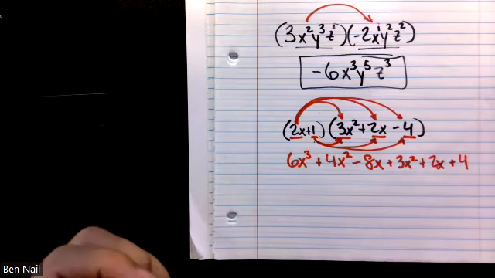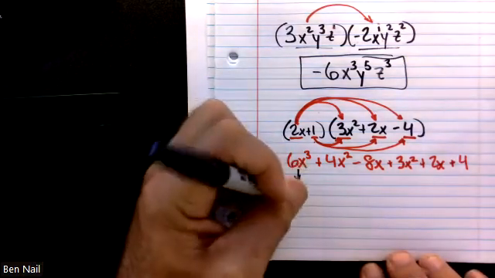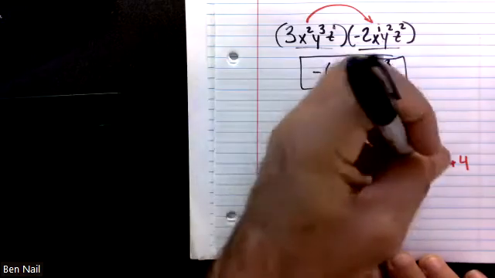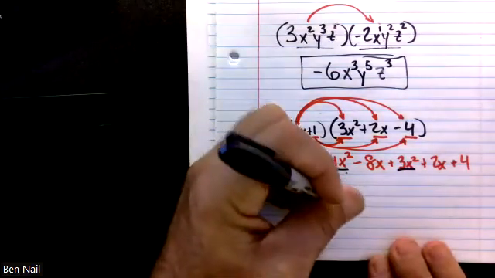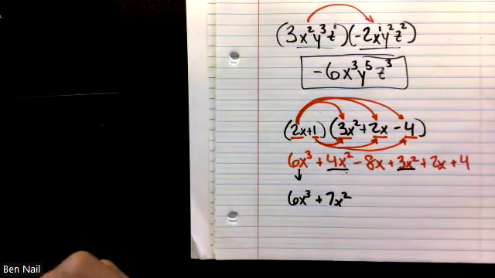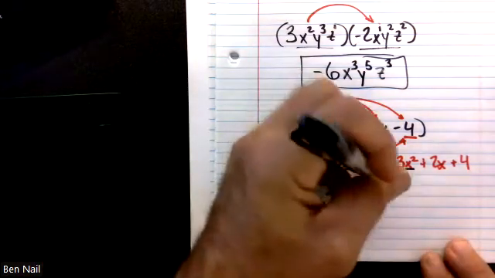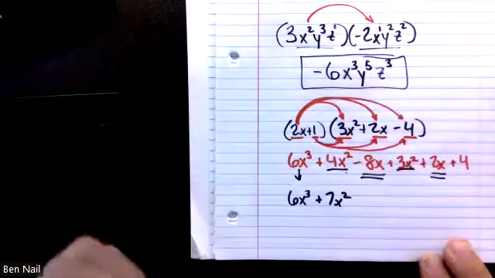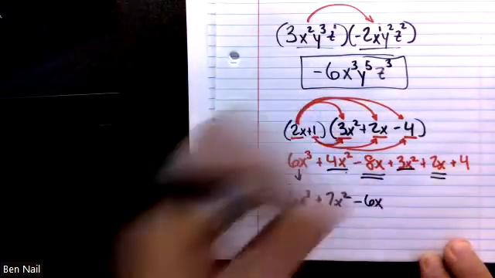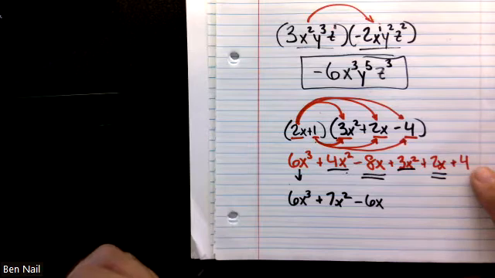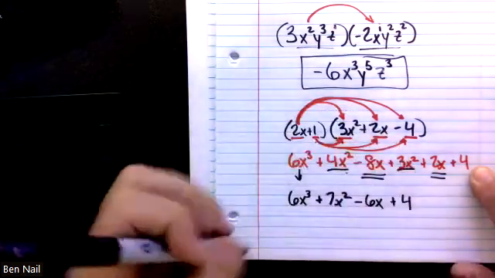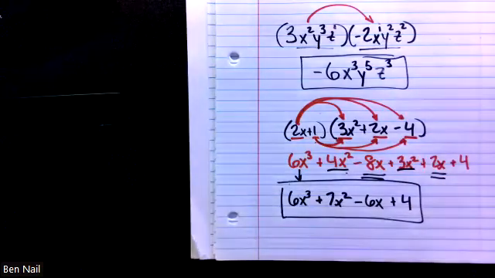And now here we do actually have some like terms that we need to combine. So the 6x cubed is by itself, but that 4x squared and that 3x squared can be put together to make 7x squared. Same thing, this -8x and this +2x, we can put together to make a -6x. And then this 4 doesn't have anything to combine with, so it's just 4. But that is your final combined, multiplied answer.